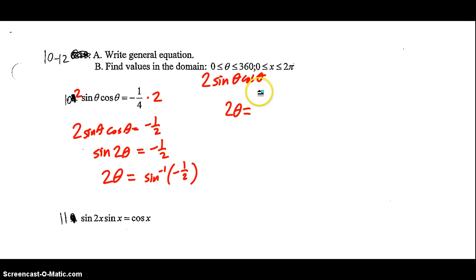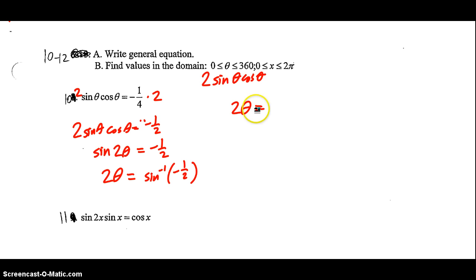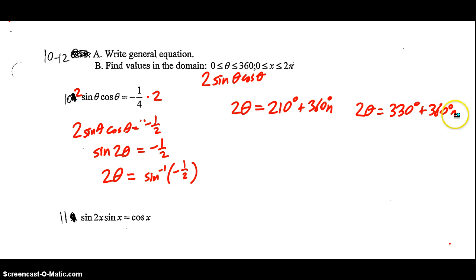So 2 theta ends up equaling, there's a couple places where this happens. It ends up happening at 210 degrees, right? Plus some multiple of 360 degrees. And it also happens at 330 degrees, plus some multiple of 360 degrees. Last thing, we need to divide everything by 2.